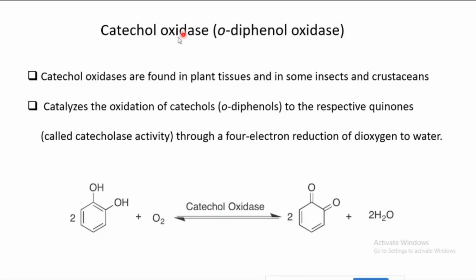First we will discuss catechol oxidase, that is nothing but the ortho-diphenol oxidase. Catechol oxidase can be found in plants and insects.